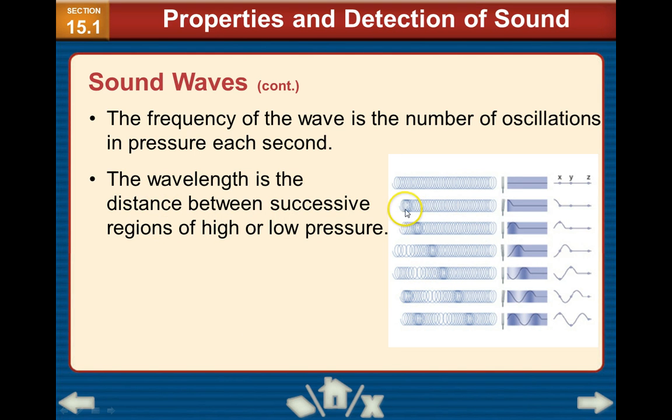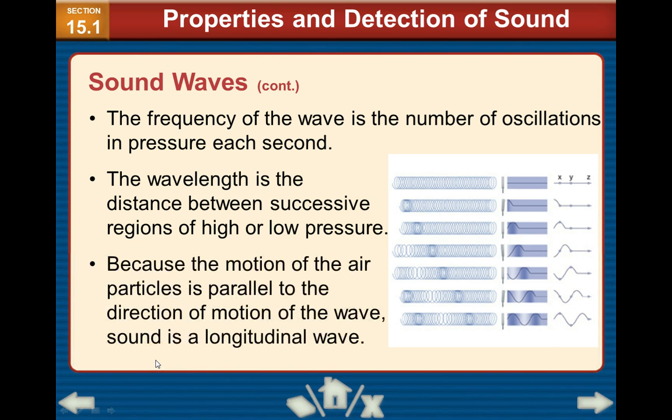Here you see a pressure wave coming through the slinky. Here's a second one coming out. The wavelength would be the distance between the two. If we're measuring them using this kind of information, from the peak of one to the peak of the second one is going to give us a wavelength. Because the motion of the particles is parallel to the motion of the wave, it's a longitudinal wave.